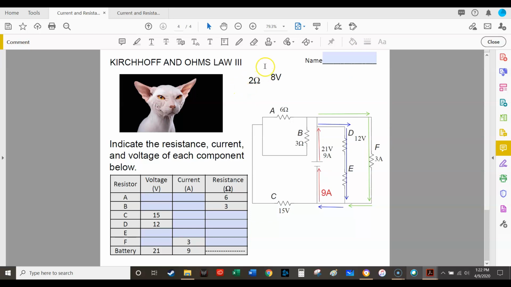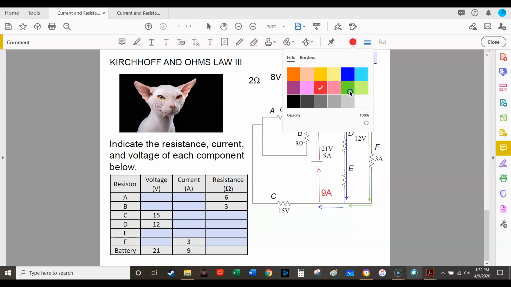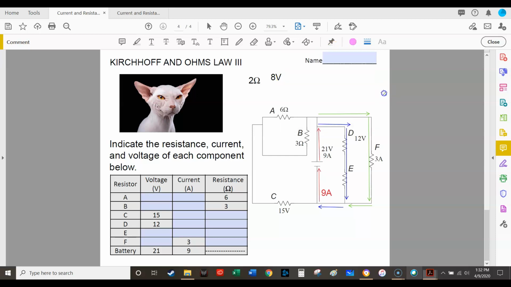Okay, so we have red coming in, blue leaving, green leaving, and then we're going to have a third current going to the right. I'm going to just grab, let's do pink. I like pink. I think I've said that before. Let's go ahead and we're going to make a pink arrow.